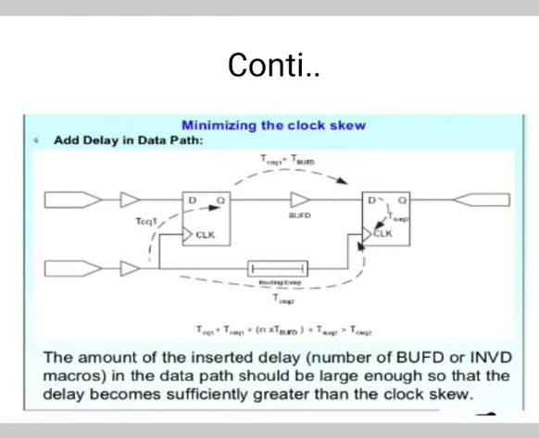Then add delays in the data path, minimizing the clock skew. The amount of the inserted delay, that is the number of BUFD or INVERT D macros in the data path, should be large enough so that the delay becomes sufficiently greater than the clock skew. So here a diagram for adding delay in the data path is shown.